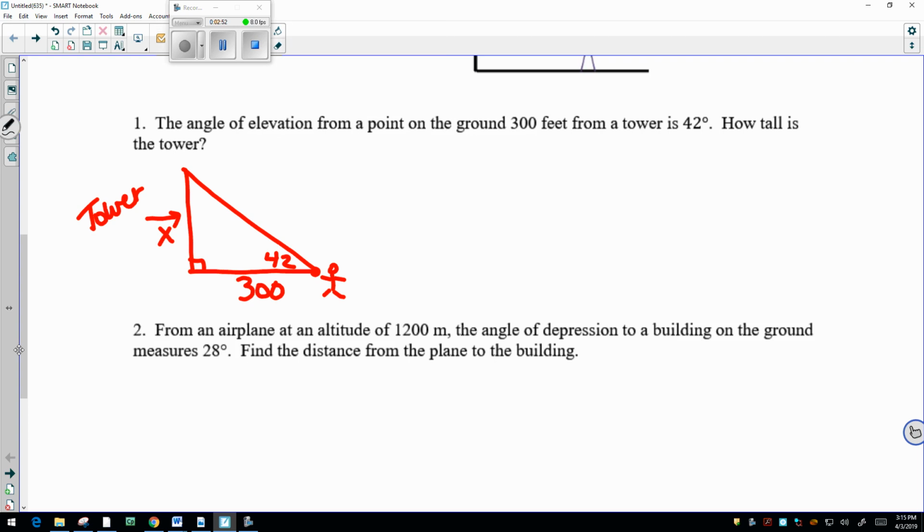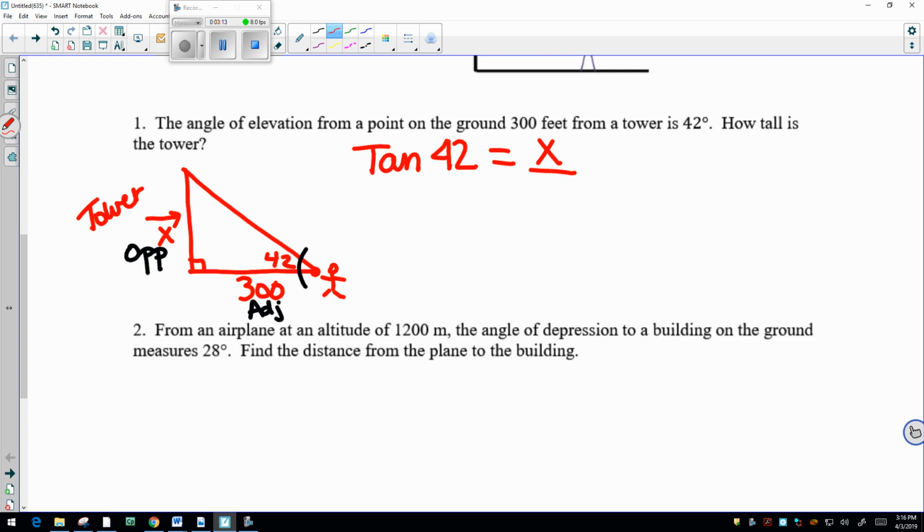All right, well, if we look at the triangle and we label our sides according to the angle that we have, x becomes opposite, 300 becomes adjacent, and that's going to set us up to use our tangent ratio. So we know we have the tangent of your angle is equal to the opposite side over the adjacent. Okay, so now we get to solve this. Anytime you have fractions like this, I always think put this over 1 and we can cross multiply. So that gives us 300 times tangent of 42 is equal to x.